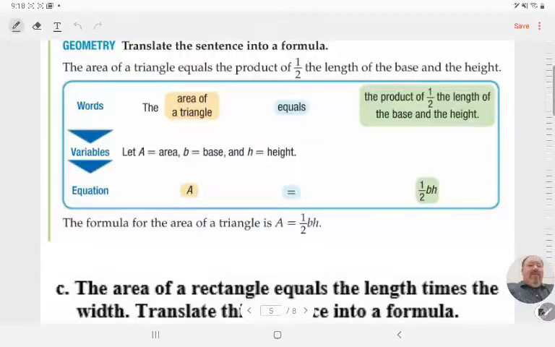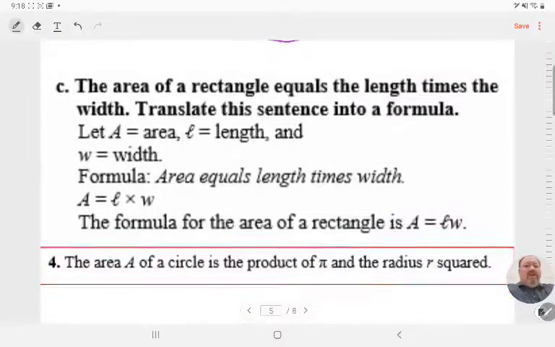Let A be area, B be base, and H equal height. So we're looking for the area, which equals 1/2 times the base times the height, or A equals 1/2 BH. That would be the formula for the area of a triangle. Okay? So let's look at another example.